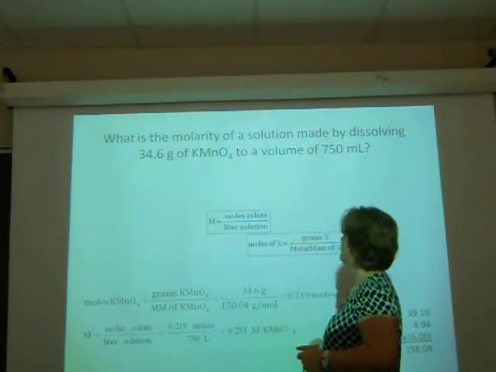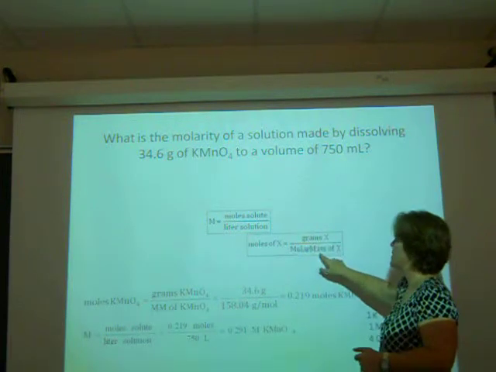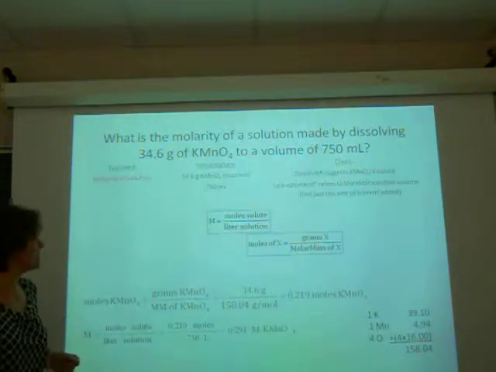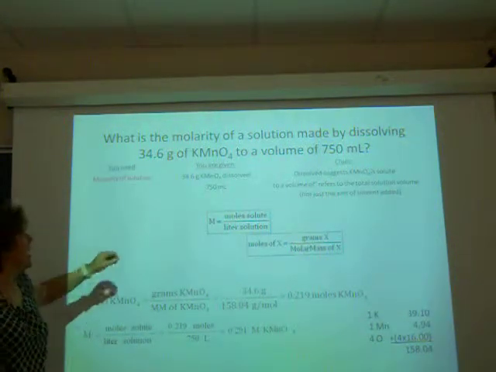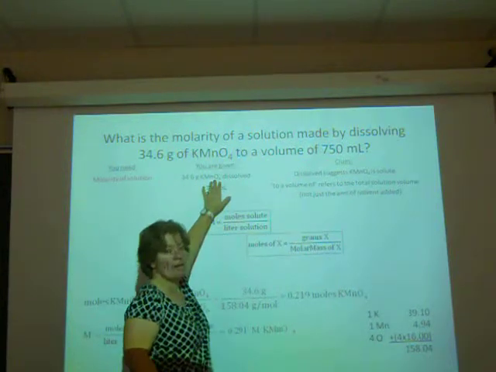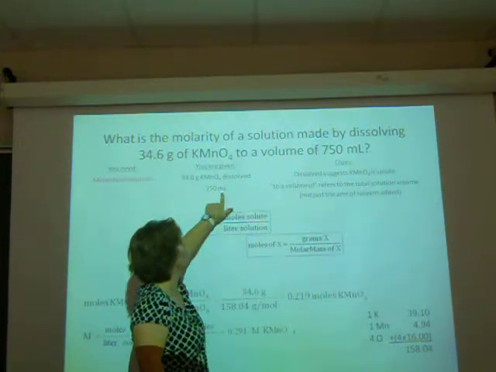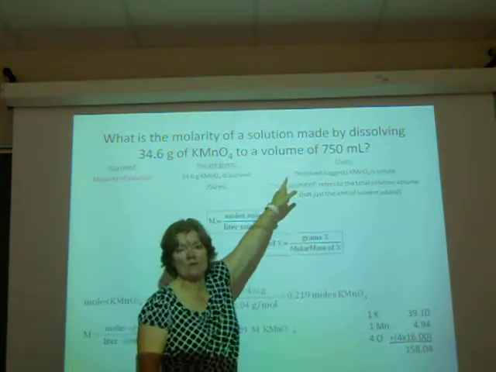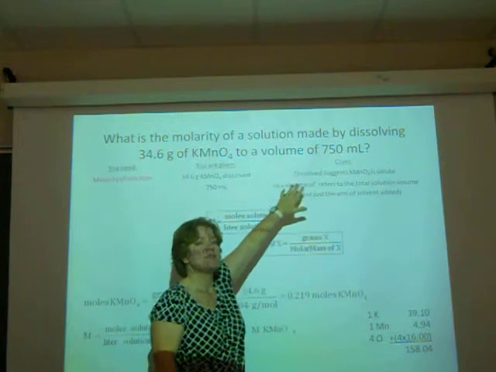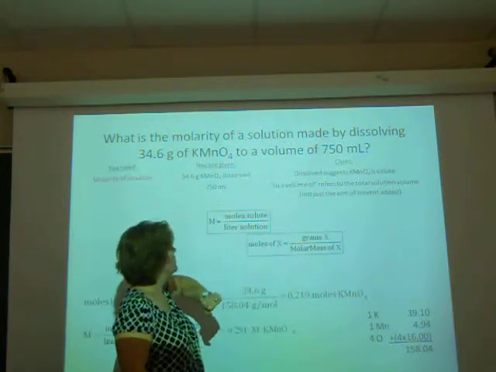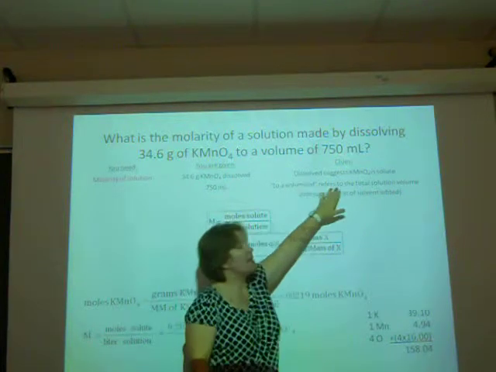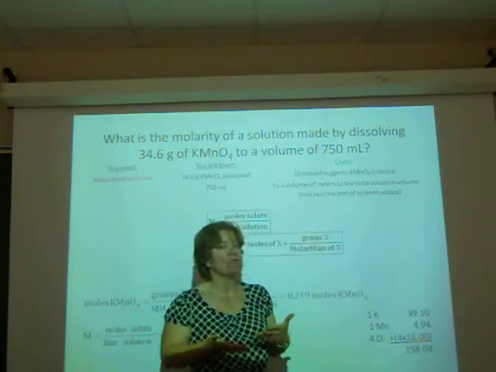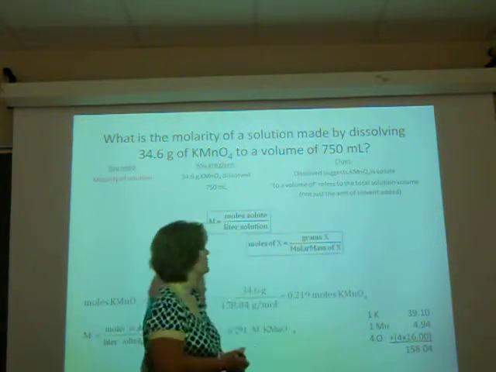Again, I'm going to start off with moles of X is equal to grams of X per molar mass of X. I know that I have 34.6 grams of KMnO4. I know that there's 750 milliliters, and they're just saying the solution was made by dissolving to a total of 750 milliliters, so that 750 milliliters is talking about the solution. It's telling me KMnO4 is a solute. "To a volume of" is my hint phrase saying that that's talking about the solution volume.